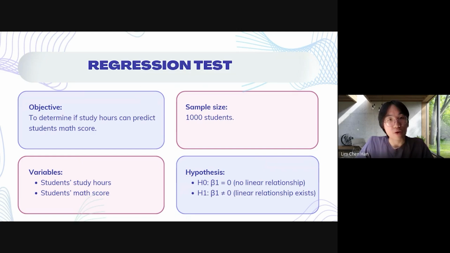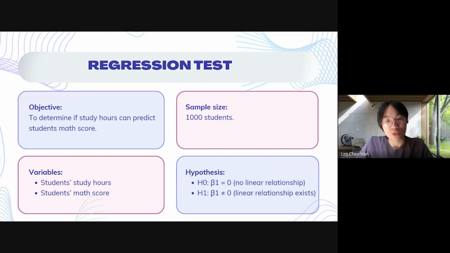Okay, for the third one, we have our regression test. For the regression test, we intended to determine if study hours can predict student math score. We want to know whether the more the study hours, the better the math score of the students. So for this, we have our sample size, which is 1000 students. And for the variables, we use student study hours and students' math score.